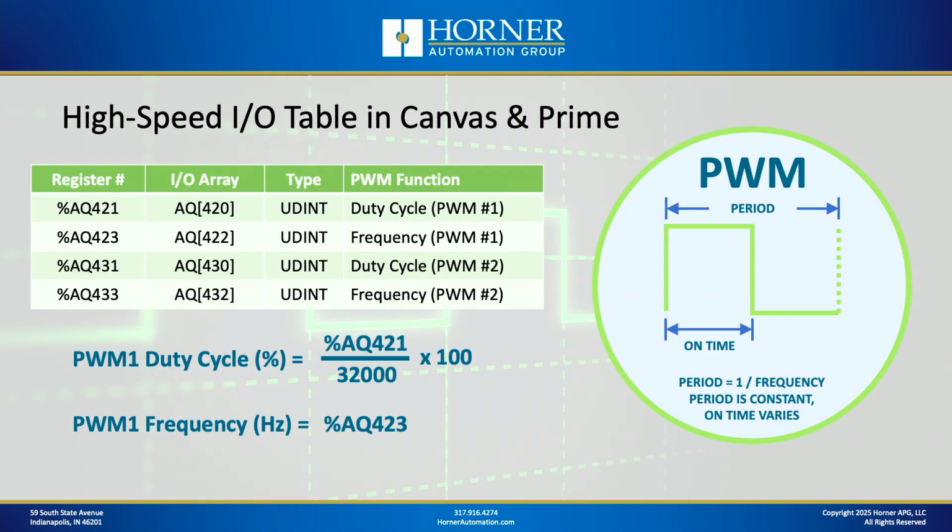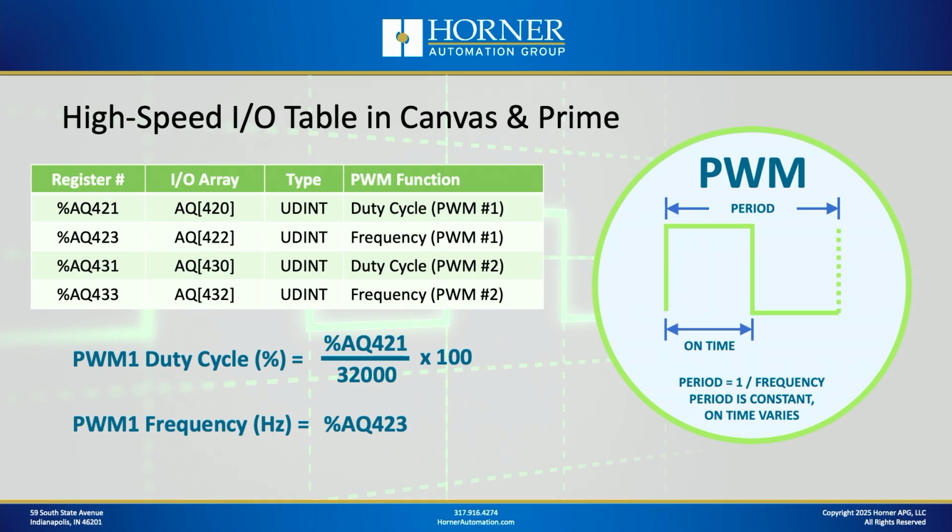Now let's take a look at that high-speed I/O table that I was just talking about, so you can figure out where in that table is the PWM output information that you're looking for. Now, the specific I/O table is going to vary by controller. So if you've got a Canvas or a Prime controller you're working with, this is the I/O table that you will be dealing with. So you can see that the duty cycle for the first PWM is mapped to register AQ421, and the frequency for the first PWM is mapped to AQ423, and they're both unsigned double integers.